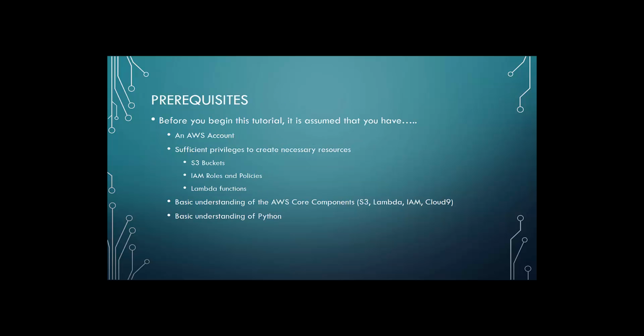In terms of prerequisites, before you begin with this tutorial, it's assumed that you have an AWS account. You also have sufficient privileges to create buckets in S3, to create roles and policies within IAM, and Lambda functions as well. You should have a basic understanding of the core AWS components, S3, Lambda, IAM, and Cloud9. Cloud9 is simply the browser-based IDE, so we'll cover that quickly. And then finally, a basic understanding of Java is nice, but not necessarily recommended. Okay, with that, let's go ahead and get started.